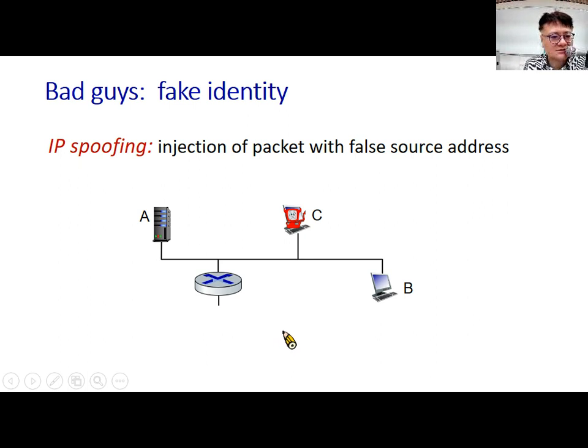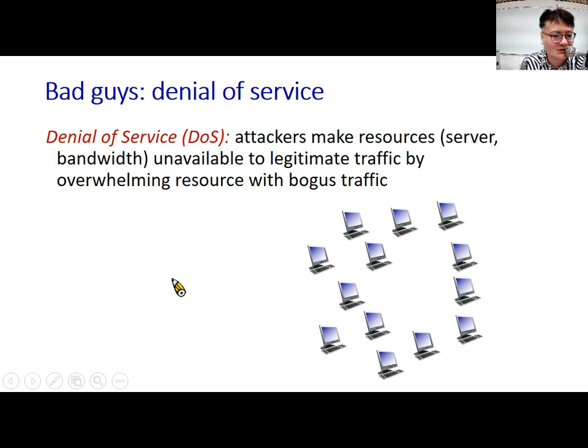The bad guy can also use a fake identity. IP spoofing is the injection of packets with a false source address. The original source address should be B, but with spoofing it's changed to a fake source, and the packet is sent to the destination, talking to A and wanting to get the result.